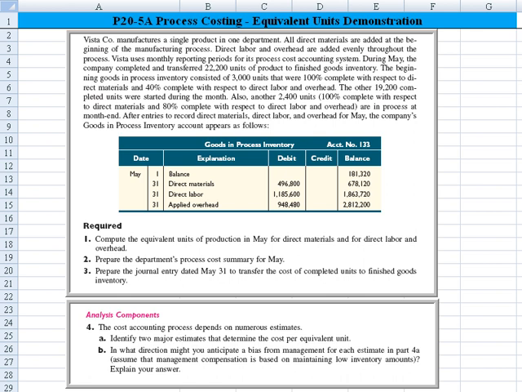After entries to record direct materials, direct labor, and overhead for May, the company's goods in process account appears as what you see in the table below. And we are asked in requirement 1 to compute the equivalent units of production in May for direct material and for direct labor and overhead. So let's get started on that first one, and we'll do it on another sheet.